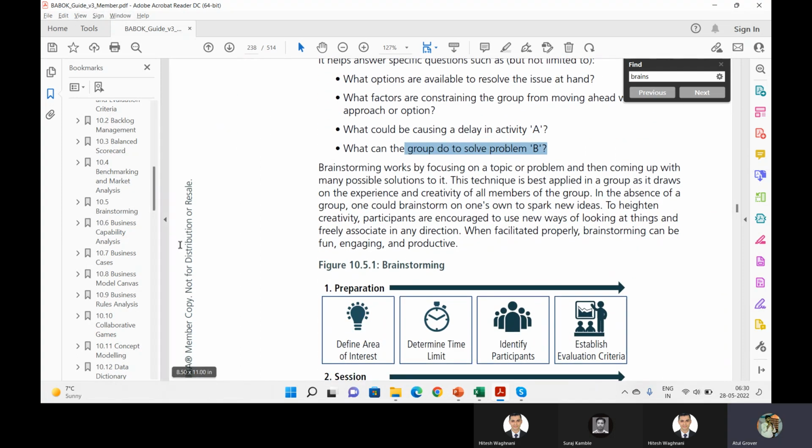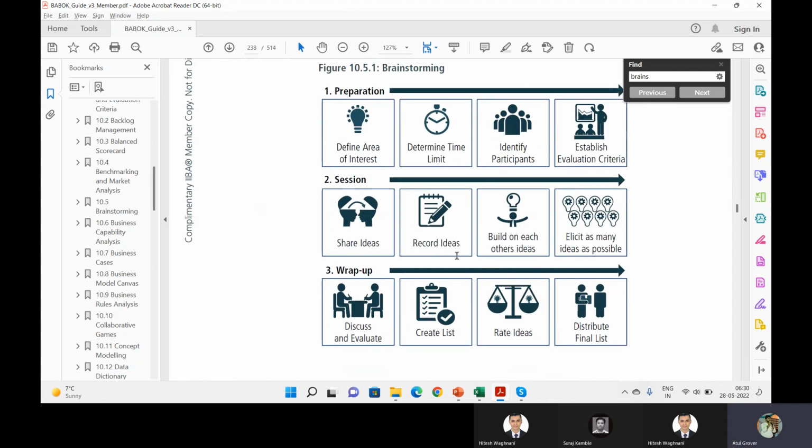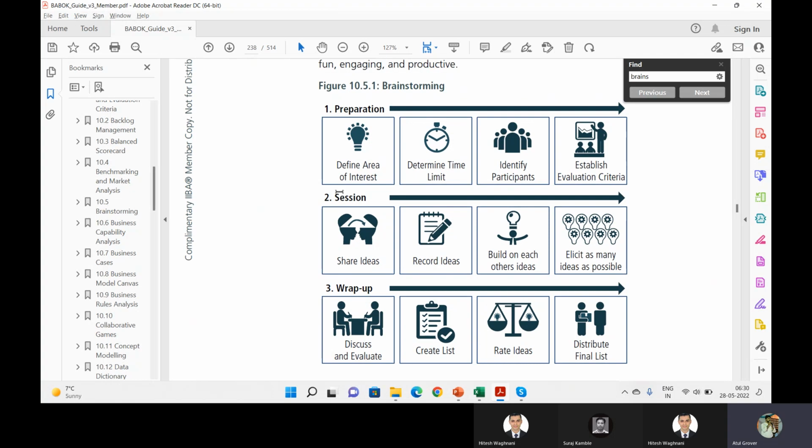Okay, so how does this brainstorming actually work? They have some cycle here. Preparation, session, and warm up. What is preparation? Define the area of interest. What do I want to do? I want to implement some kind of fun activities in my team. Okay, fine, take it. That is the area of interest. Time: brother, I need within half an hour, 45 minutes, some inputs.